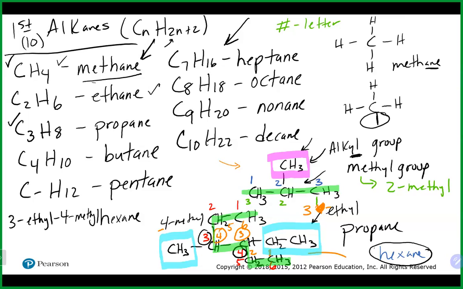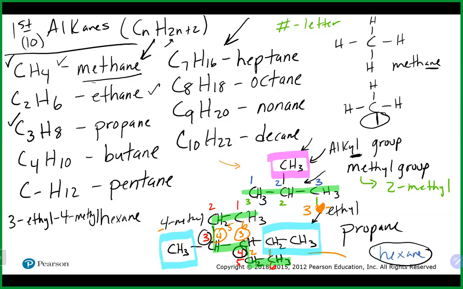Hexane, basically. Going backwards in the name, hexane means we have 6 carbons in a row. At carbon number 3 of those 6 carbons, we have an ethyl group, and at carbon number 4, we have a methyl group. That is basically what the name is all about. It's really just about giving everybody the location of where everybody is at.